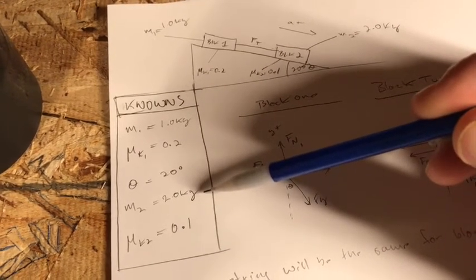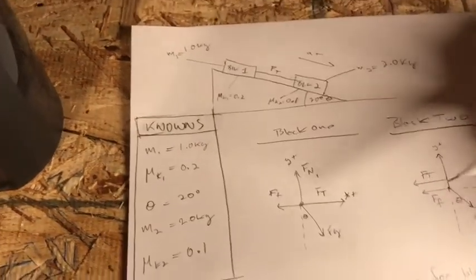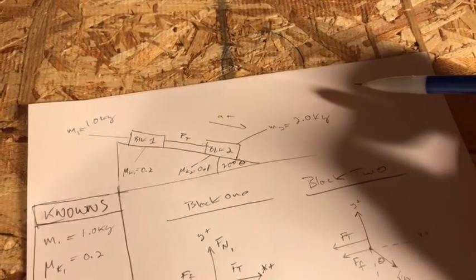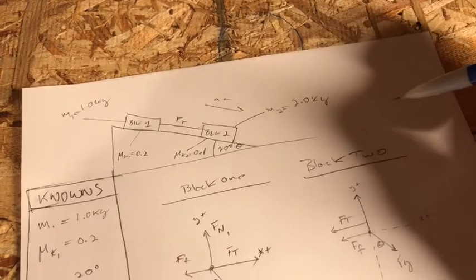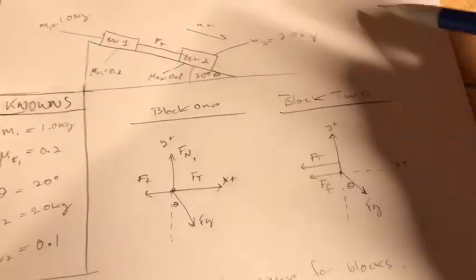Mass of block 2 is 2 kilograms. Friction coefficient 0.1. We know that it's accelerating down this incline in the positive direction. Here are our FBDs.